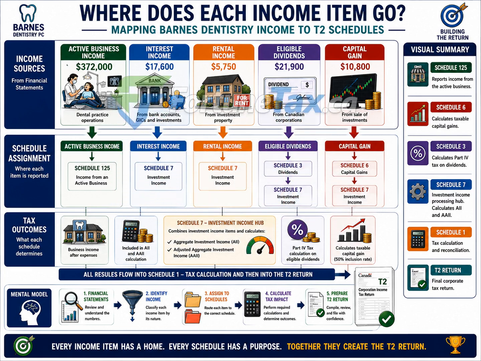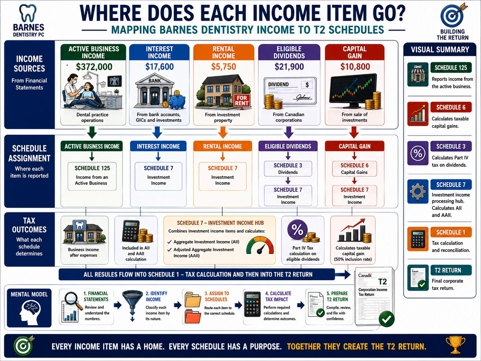Now let's look at the capital gain. The corporation realized a capital gain of $10,800 from the sale of investments. Capital gains are reported first in Schedule 6. Schedule 6 determines the taxable portion of the gain. Once that calculation is completed, the taxable capital gain flows into Schedule 7 as part of the corporation's investment income.